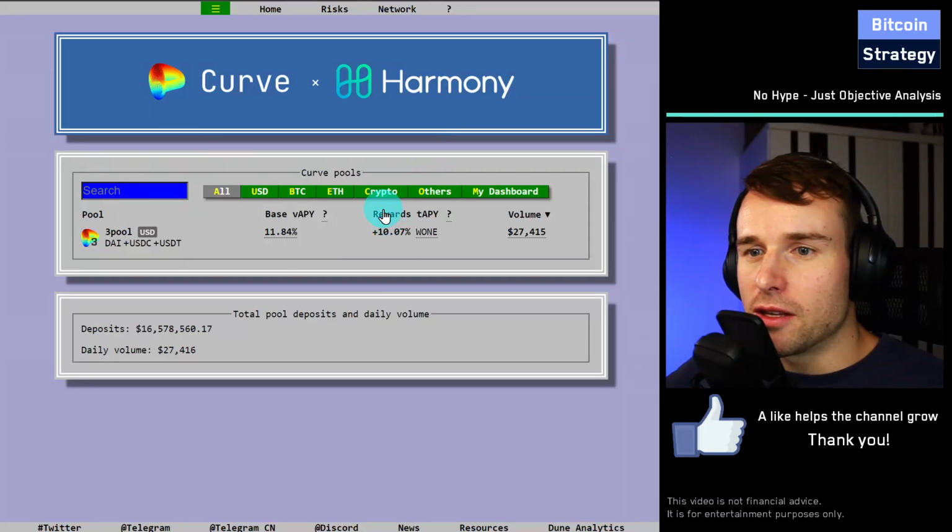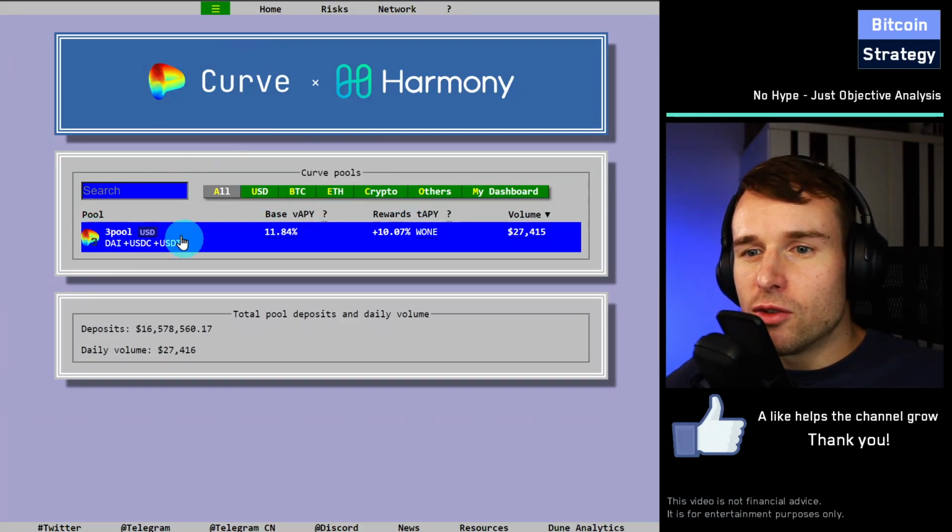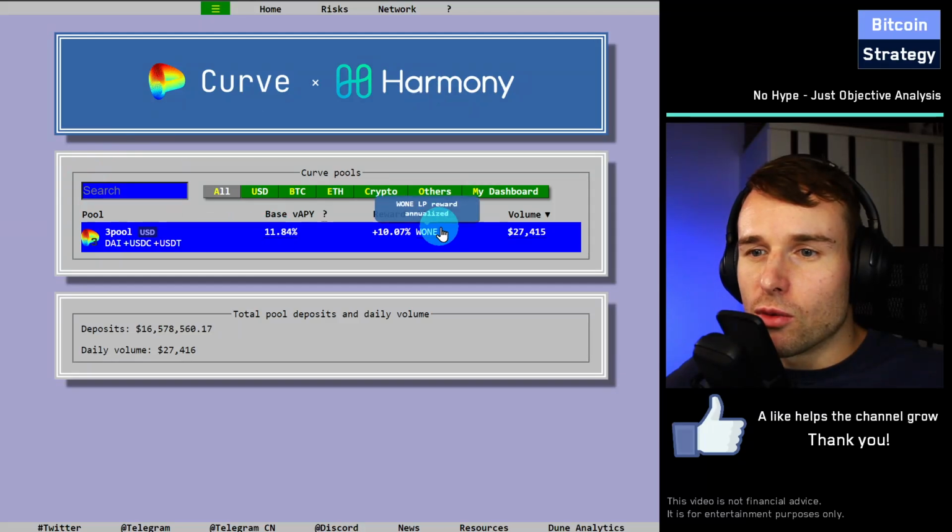And if you compare this to Harmony, that's way better, right? We get 12% simply as a base. So if that's your risk profile, you want to take the Tether risk, I would go with this pool.